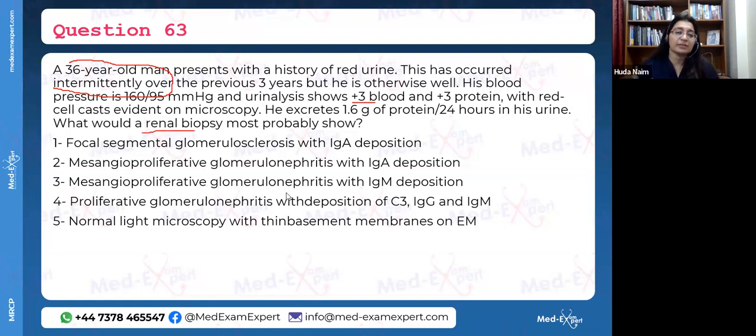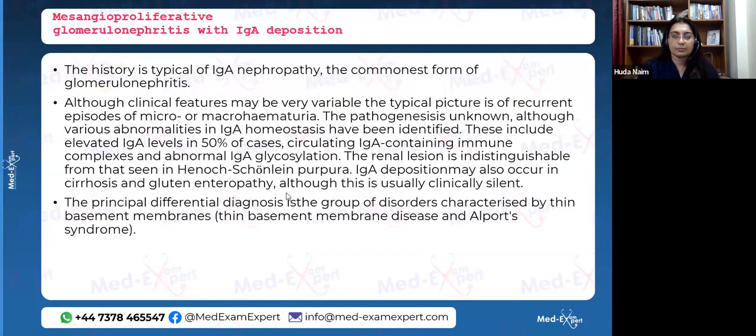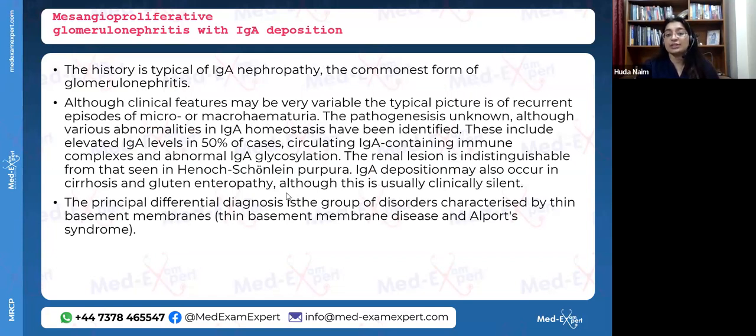So somebody's having this on and off glomerulonephritis. So what is it? Yes, it's IgA nephropathy. Very good. So you would have mesangioproliferative glomerulonephritis with IgA deposition. Okay. People who said C3, IgG, and IgM, I think you're thinking about the other types. So mesangial-proliferative is the one with IgA deposition.